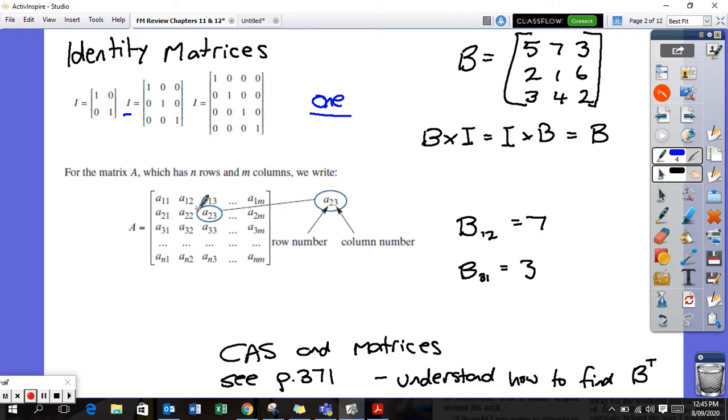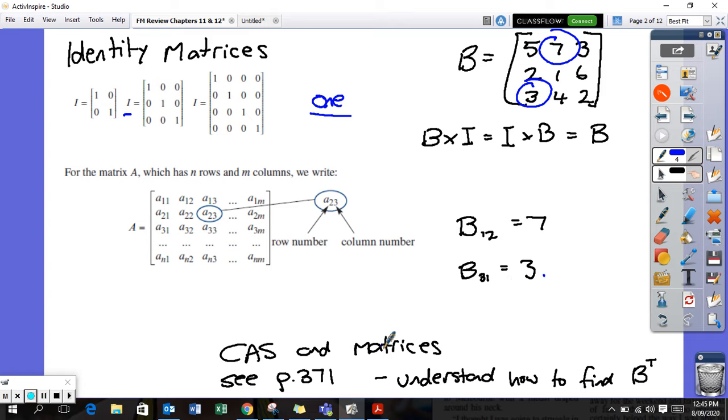In a matrix, we can pick out any cell. When we're referring to matrices, the rows are first, the columns second. Just keep that in mind. So when we have, say, L2,3, it's row 2, column 3, and we get that cell. Up in this matrix, if we want B1,2, it's row 1, column 2, and we've got that 7. B3,1 is row 3, column 1, and we've got that 3.